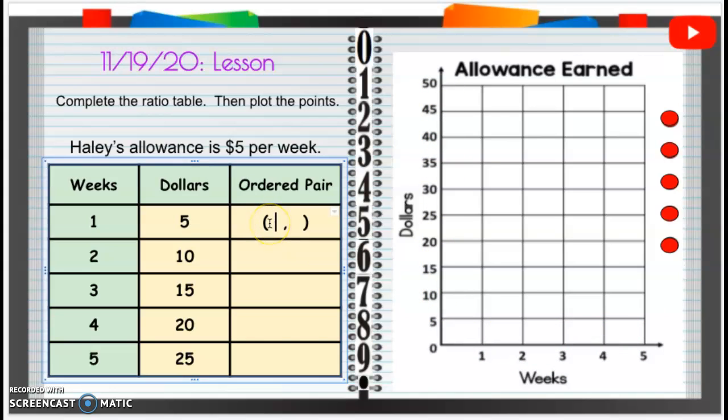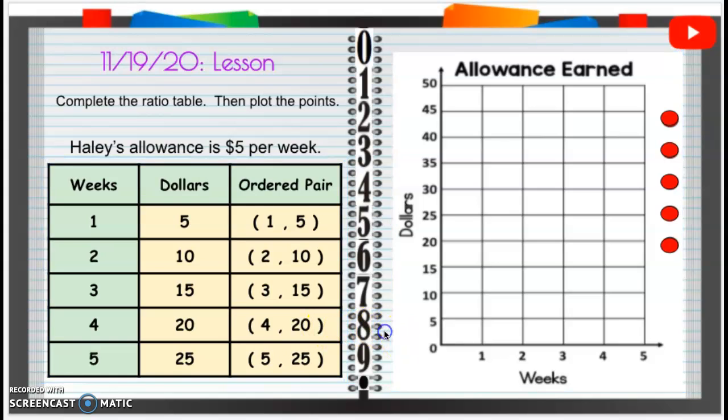So first, we're going to have that 1 week. Then we're going to have that $5. The next one, we have 2 weeks, and then $10. Then we'll have 3 weeks, and $15. Then we'll have 4 weeks, $20. And after 5 weeks, she will have $25 in her pocket.